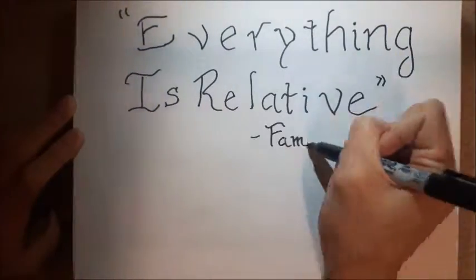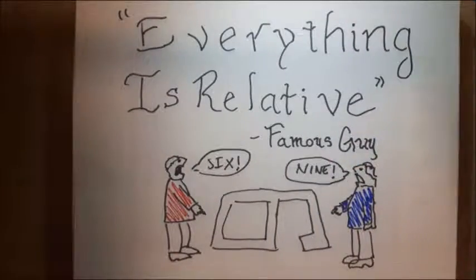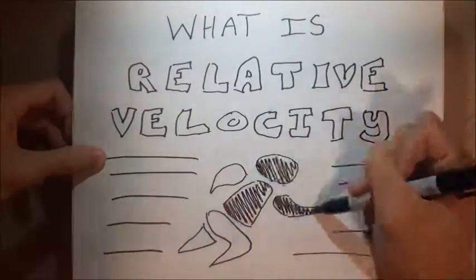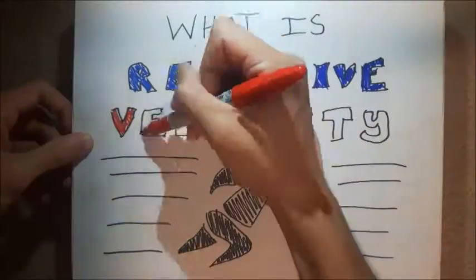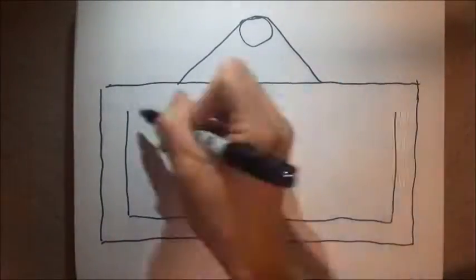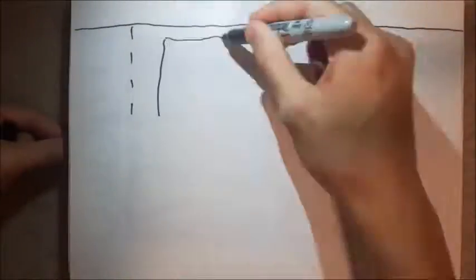There's a famous phrase that goes, everything is relative. This means that anything is quantifiable in terms of a perspective. The same goes with velocity. This is what we call a relative velocity. But what exactly is relative velocity? Before we look into that, we need to know what a frame of reference is.